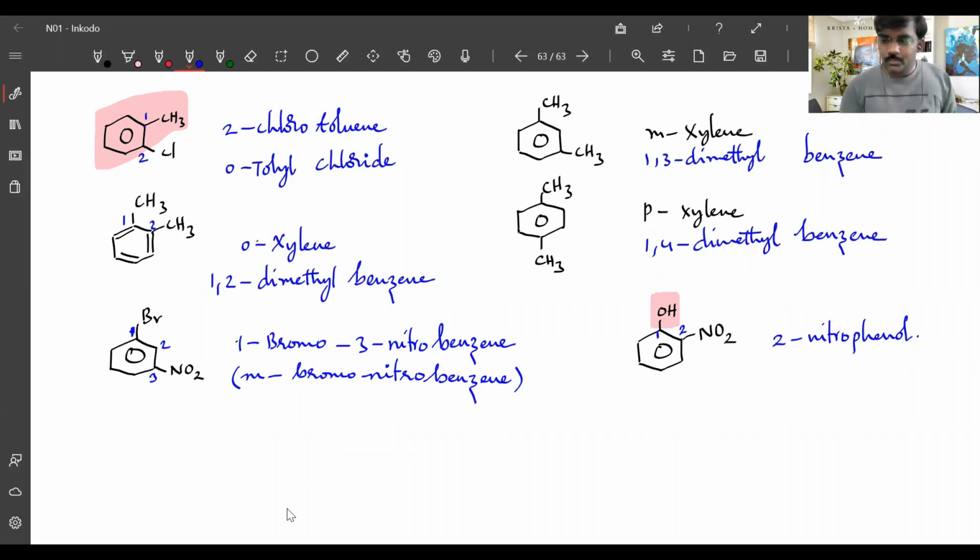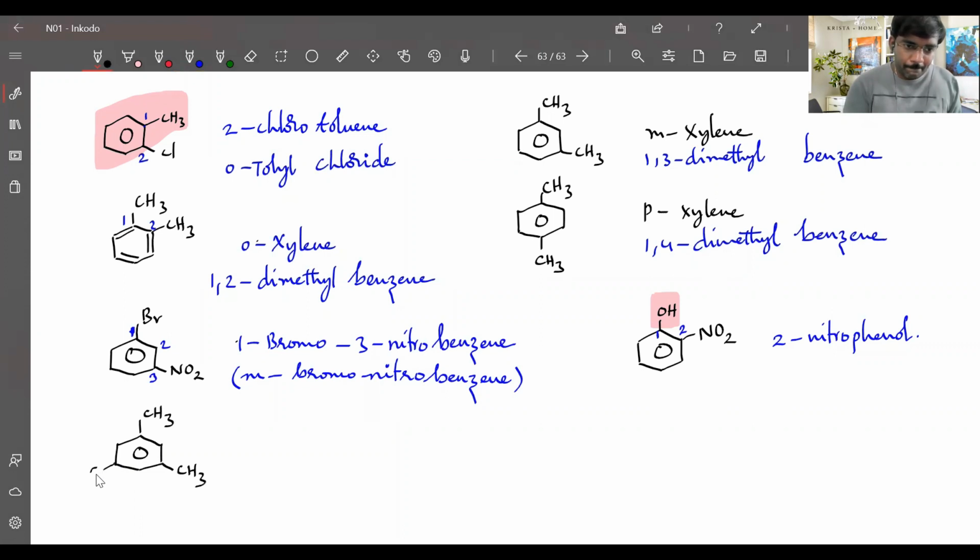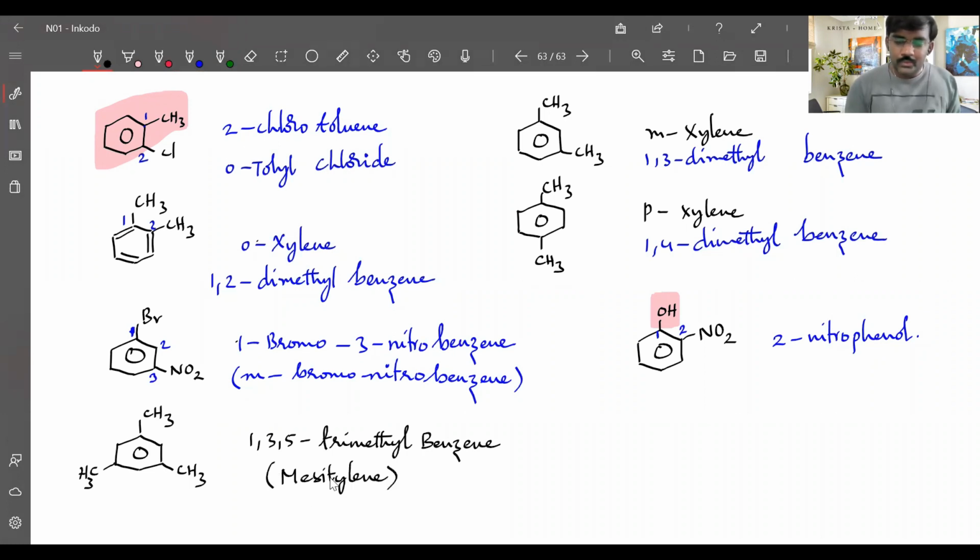And one more important derivative of benzene, trimethylbenzene, 1,3,5-trimethylbenzene. So this is 1,3,5. You can write it as 1,3,5-trimethylbenzene. And the same compound has another name, mesitylene. We also call it mesitylene here, the same compound.